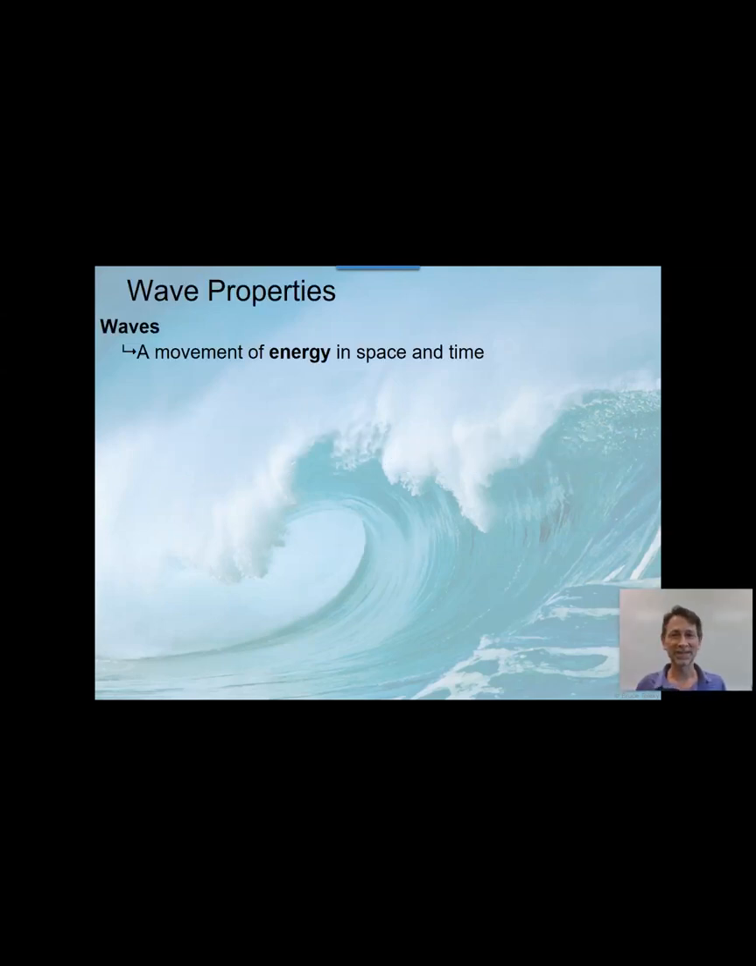Hey, future physicists. Today we're going to talk about wave properties. So we're starting this whole new unit on waves and sound and light. So far, we've finished the electromagnetism unit and we're moving on in a new direction. So the first thing we probably need to do is define what a wave is. It is a movement of energy in space and time.